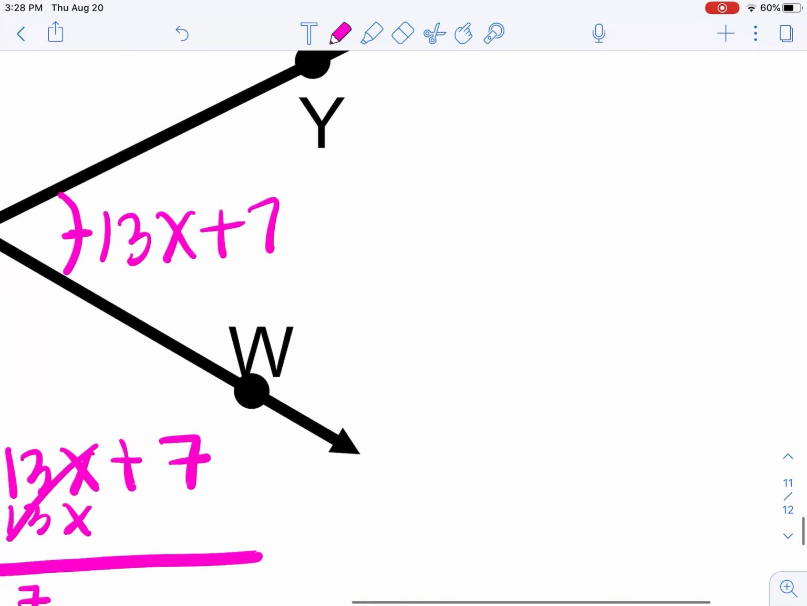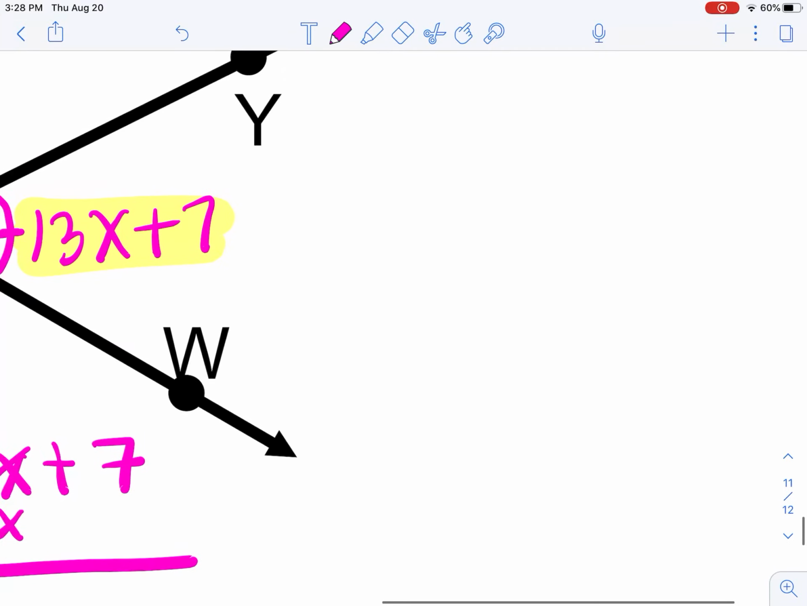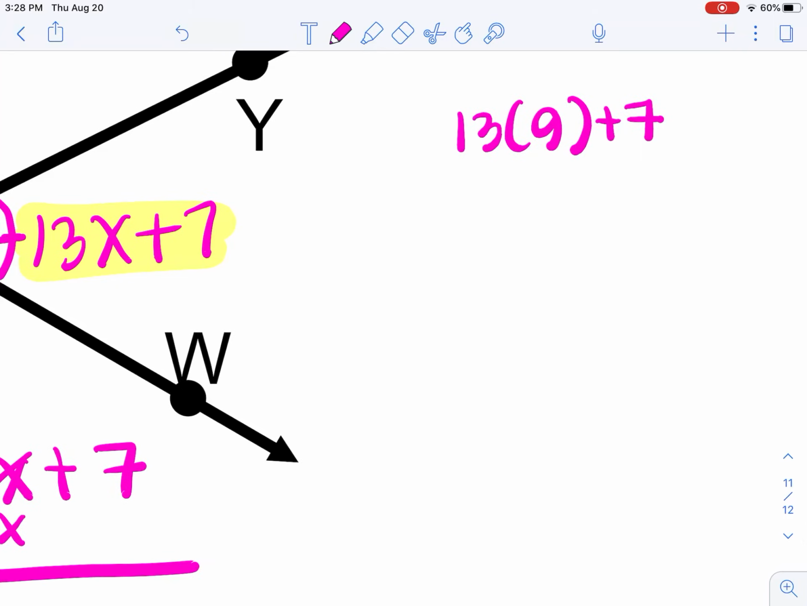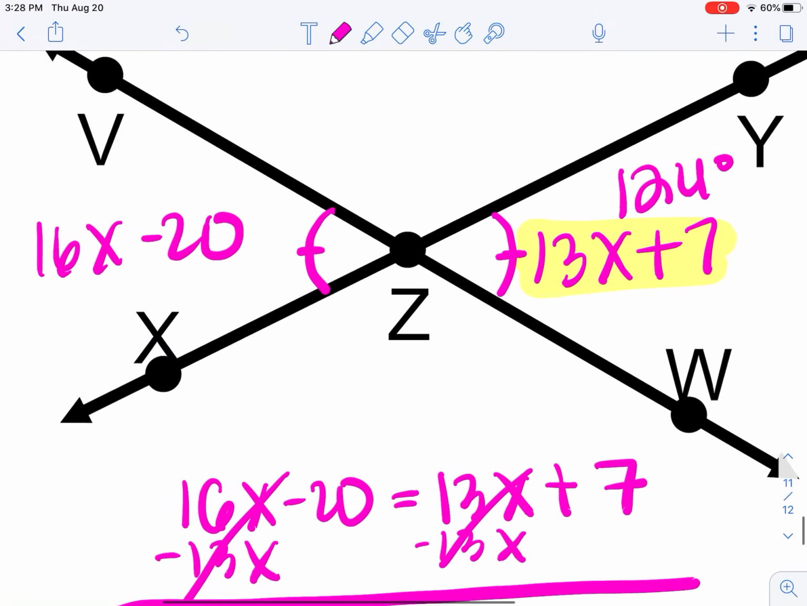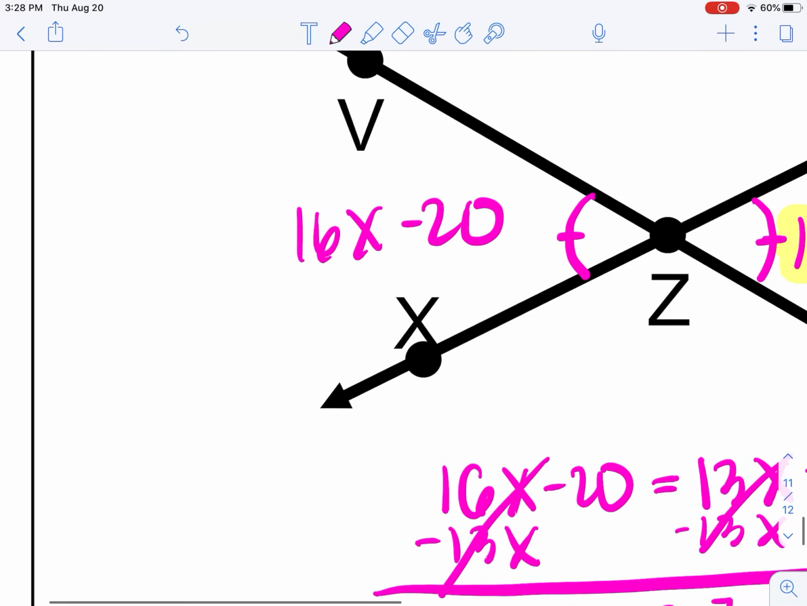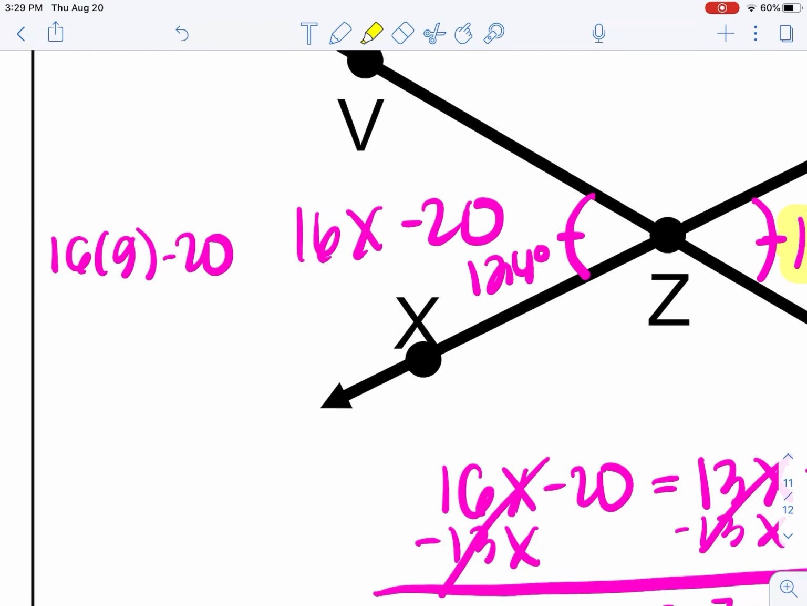So let's start with this angle right here. Can I find this angle? Yes. I just have to plug in, I forgot what I got as x, 9. So I'm going to do 13 times 9 plus 7. So that's 90 plus 27 is 117 plus 7 is 124. So this angle right here is 124 degrees. I'm going to come over here and make sure I get the same thing. 16 times 9 is 144, minus 20 is 124, yes. 124 also. So there's one answer.